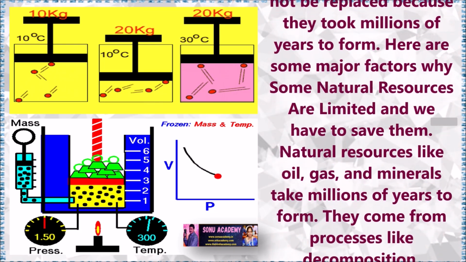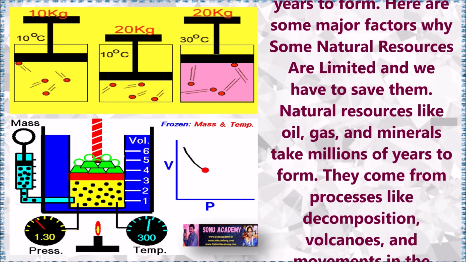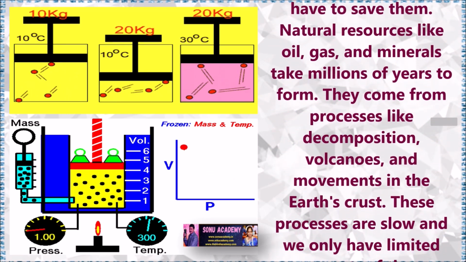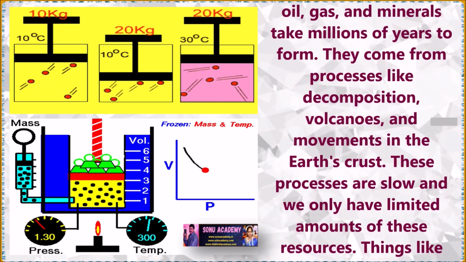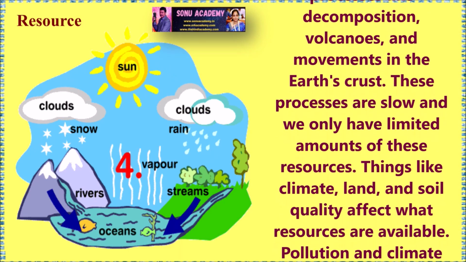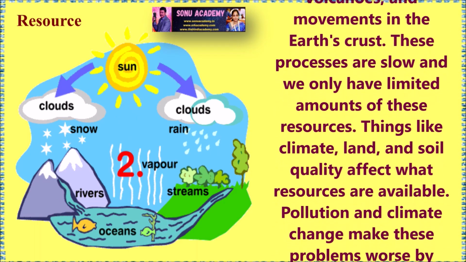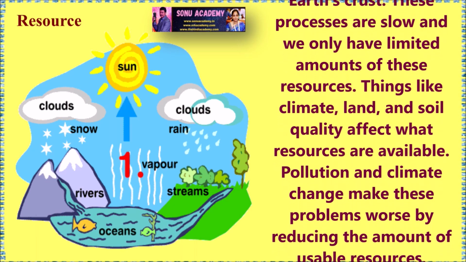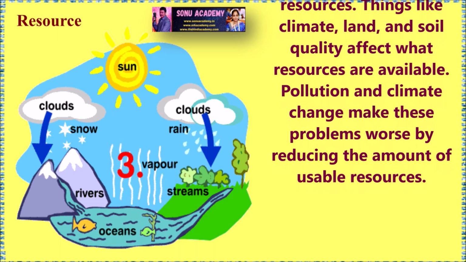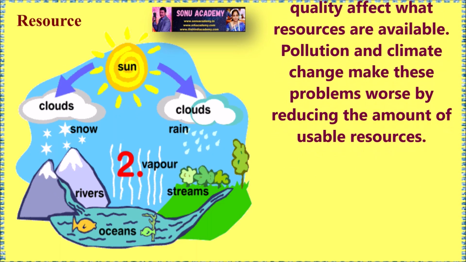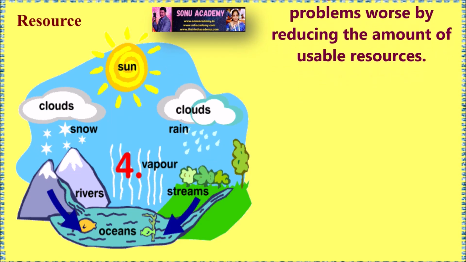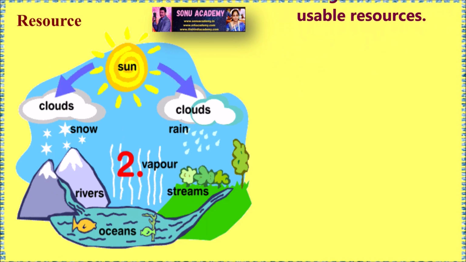Here are some major factors why some natural resources are limited and how we can save them. Natural resources like oil, gas and minerals take millions of years to form. They come from processes like decomposition, volcanoes and movements in the earth's crust. These processes are slow and we only have a limited amount of these resources. Things like climate, land and soil quality affect what resources are available. Pollution and climate change make these problems worse by reducing the amount of usable resources.